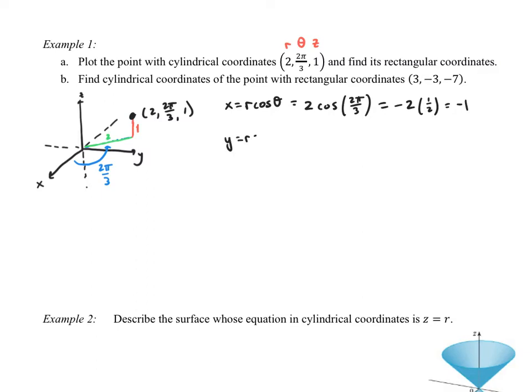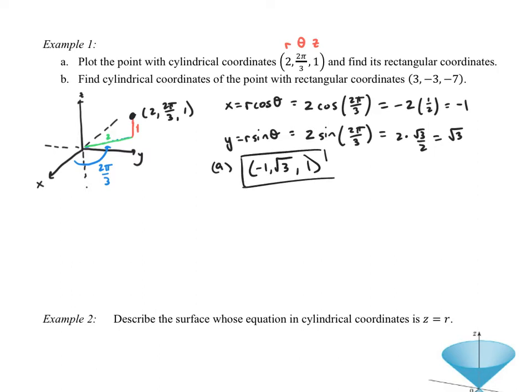And then for y, we have r sine theta. So we have 2 times sine of 2 pi over 3. This one will be positive. Sine of 2 pi over 3 is root 3 over 2, and so we end up simplifying to the square root of 3. So our answer to part A, the rectangular coordinates for this particular point, is -1, square root 3, and then z is, of course, still 1. That doesn't change. So that's going to be our answer for A.